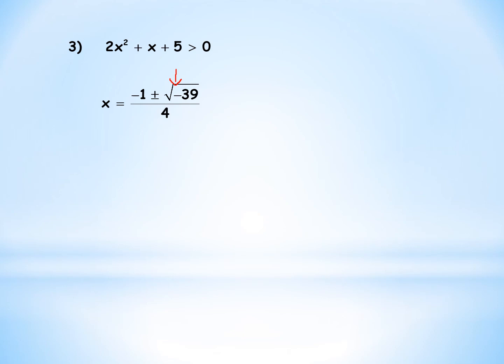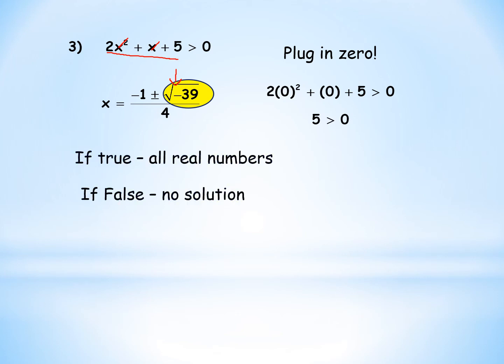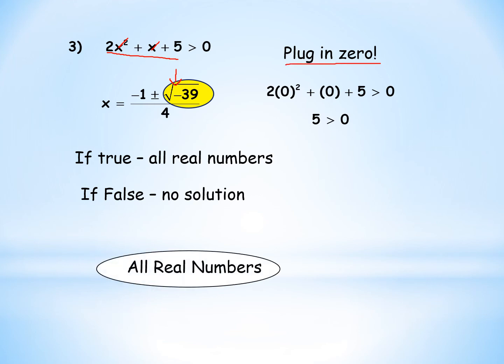As soon as you see a negative underneath the radical, all you have to do is plug in 0. So if you plug in 0 into your original equation right here, this would be 0, this would be 0, and you'd end up getting 5 is greater than 0. If that's a true statement, your answer will be all real numbers. If it's a false statement, then your answer is no solution. So these are actually a little bit easier. The only thing is you always have to remember if you have a negative underneath the radical, you immediately have to go plug in 0. You don't have to do any other work.